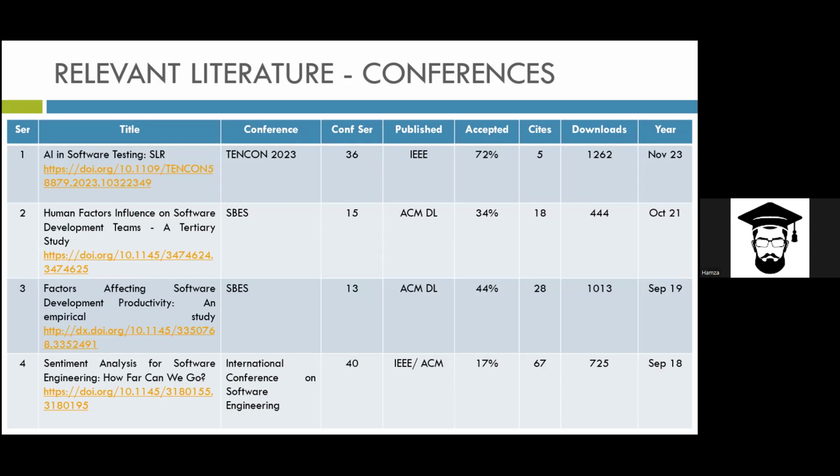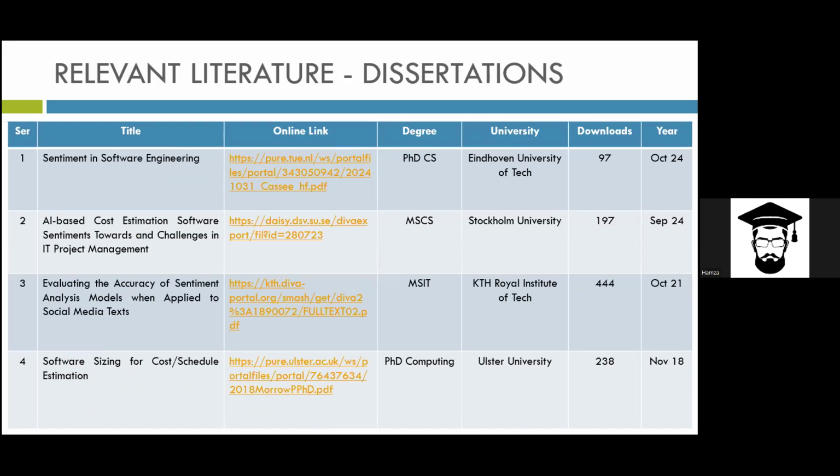Their acceptance ratios vary from 17% to 72%. They have good citations and good number of downloads. This third slide is about the dissertations, which although have not been published by some agency, but have been published by the universities. They were good publications.